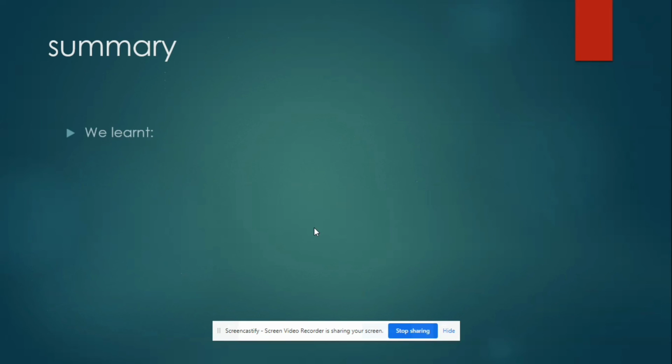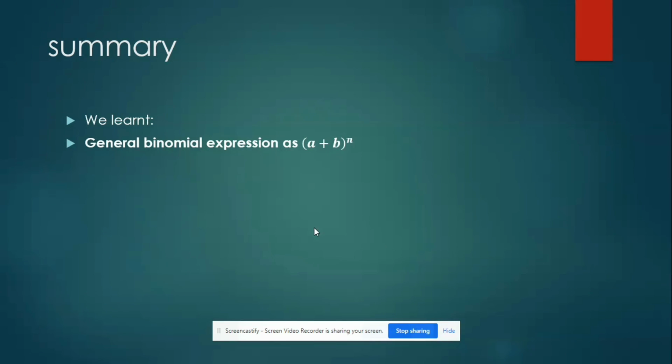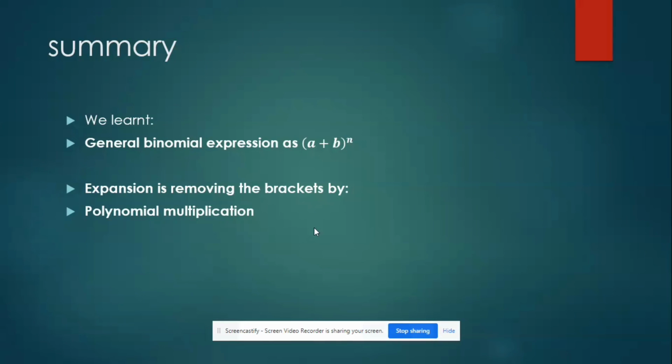So what have we learned today? We learned the general polynomial expression to be a plus b to some power n, where n is some value of real numbers. We have understood that an expansion is when we remove the brackets from a polynomial expression. And all that is done through polynomial multiplication.